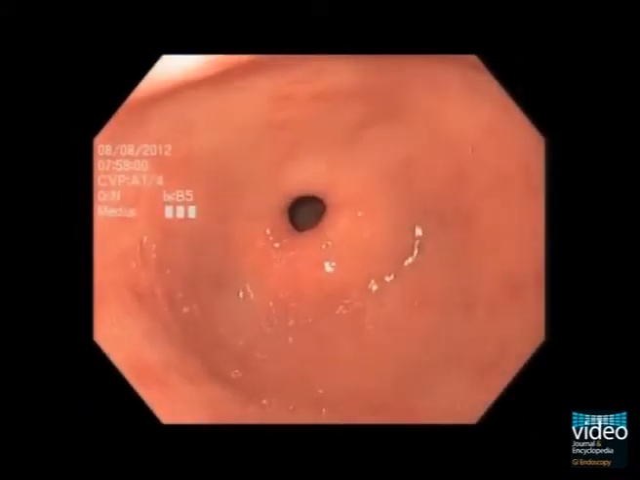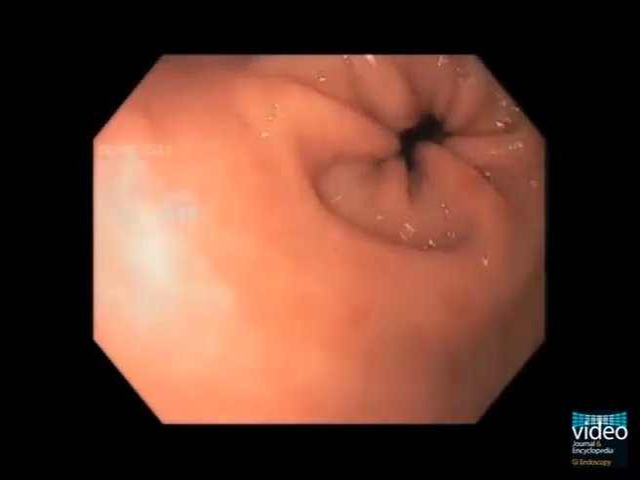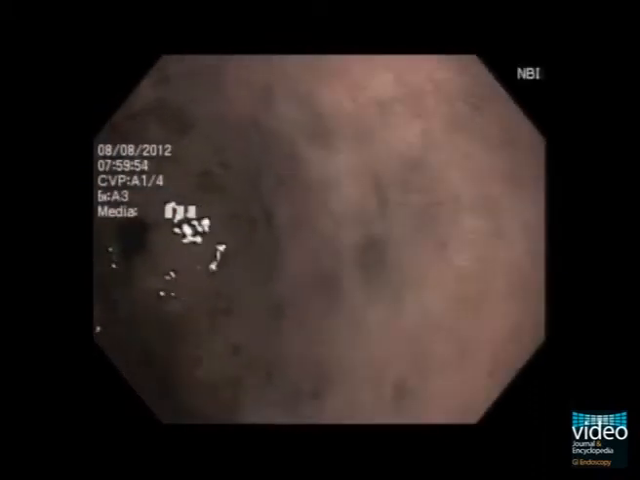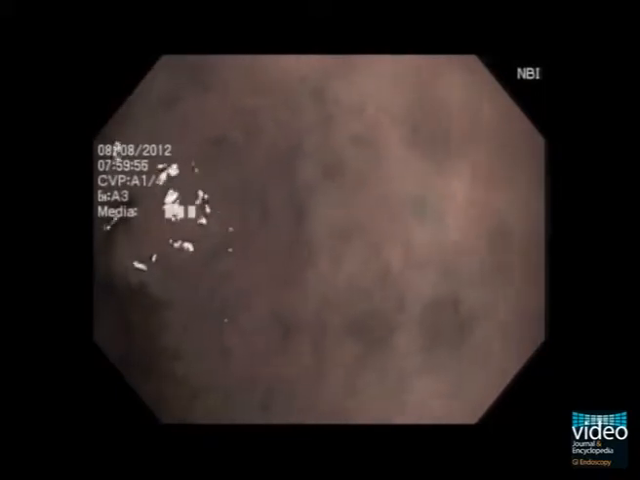Here, multiple patchy and flat erythematous lesions at the antrum are seen on white light endoscopy. Narrowband imaging demonstrates the typical bluish-white appearance of gastric intestinal metaplasia.